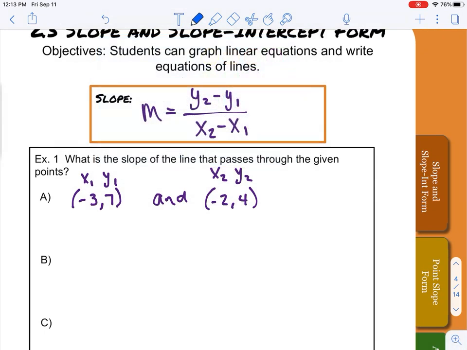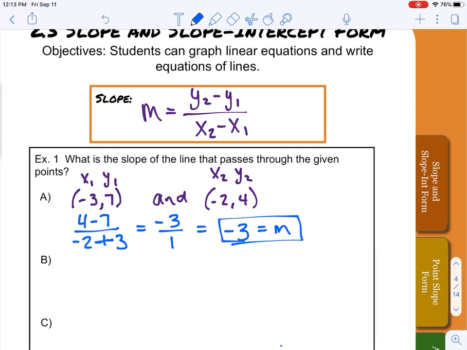So, I have my equation. I'm going to plug in 4 minus 7, and negative 2 minus a negative 3, which ends up becoming positive. So we have negative 3 over 1, which just reduces to negative 3 as our value for our slope, m.